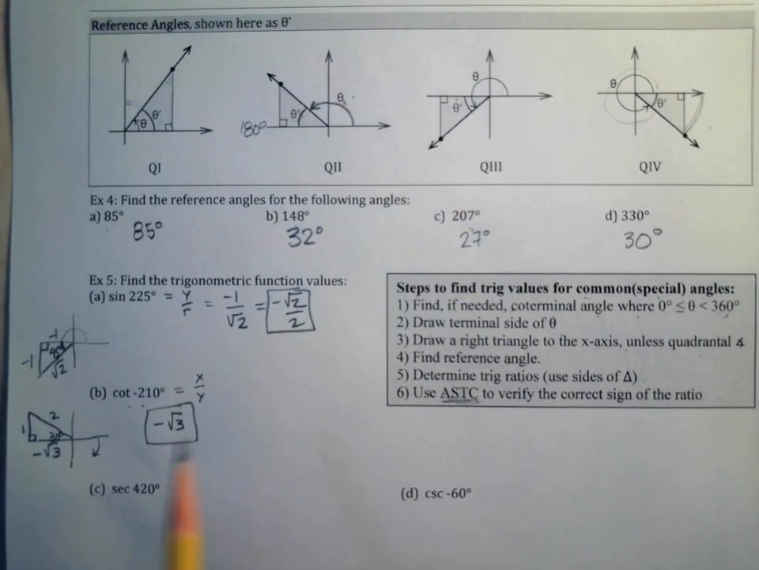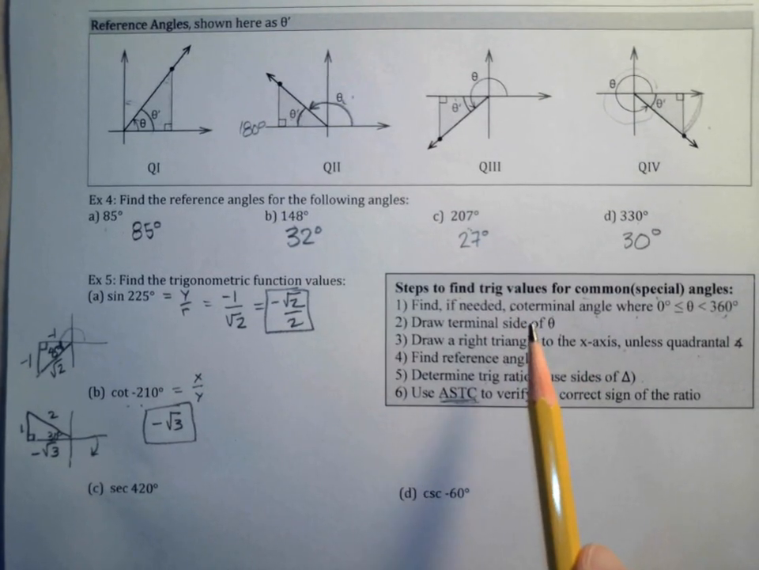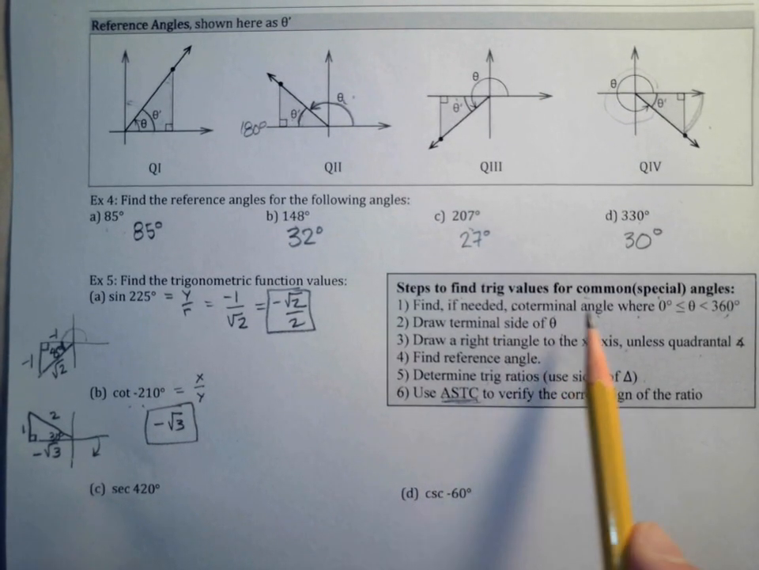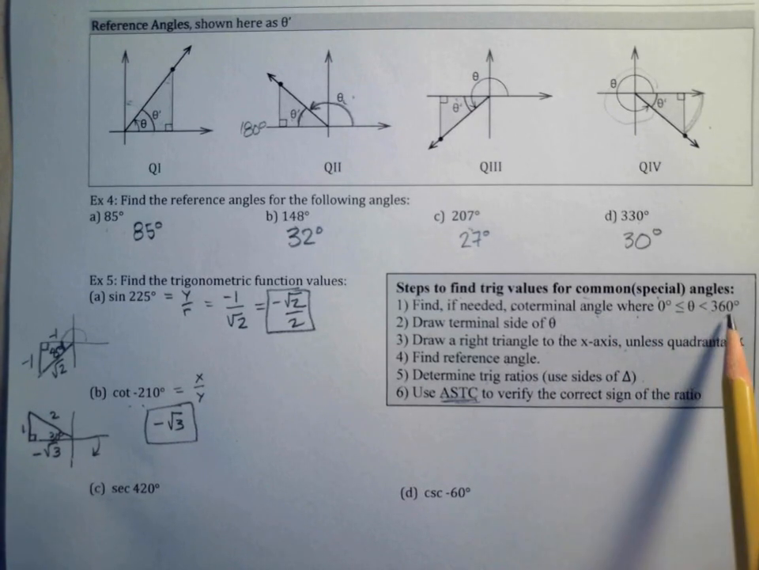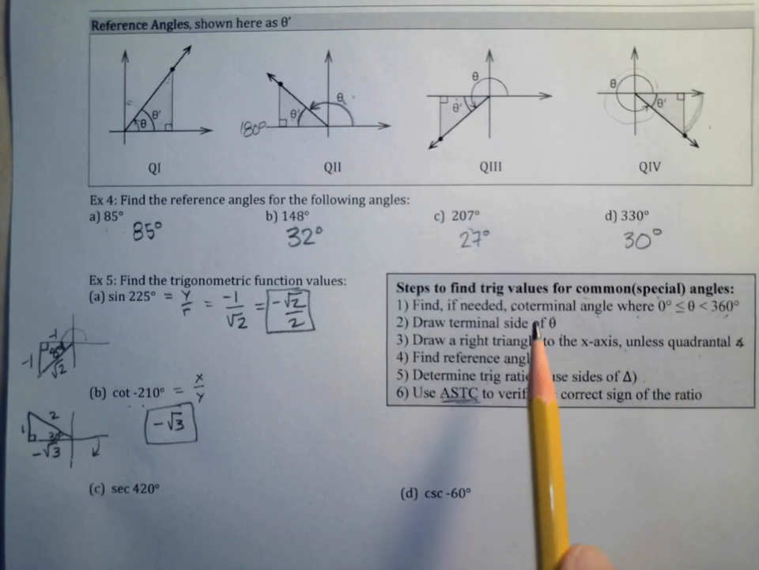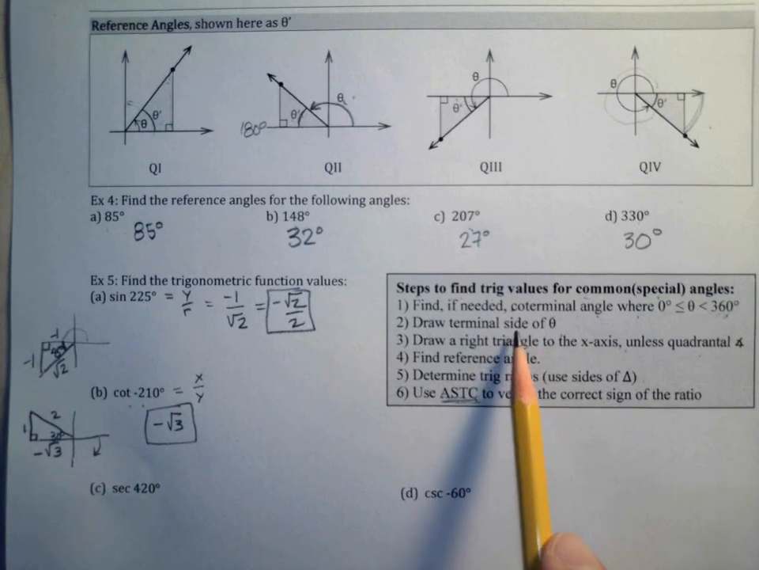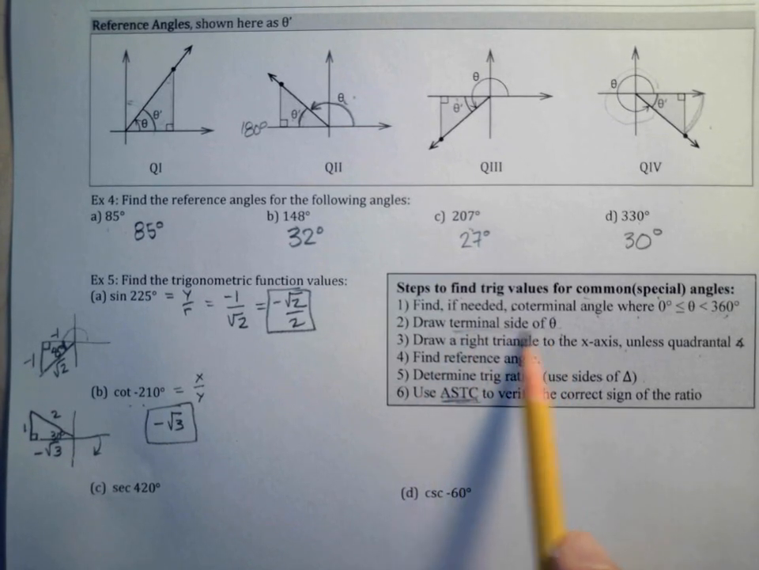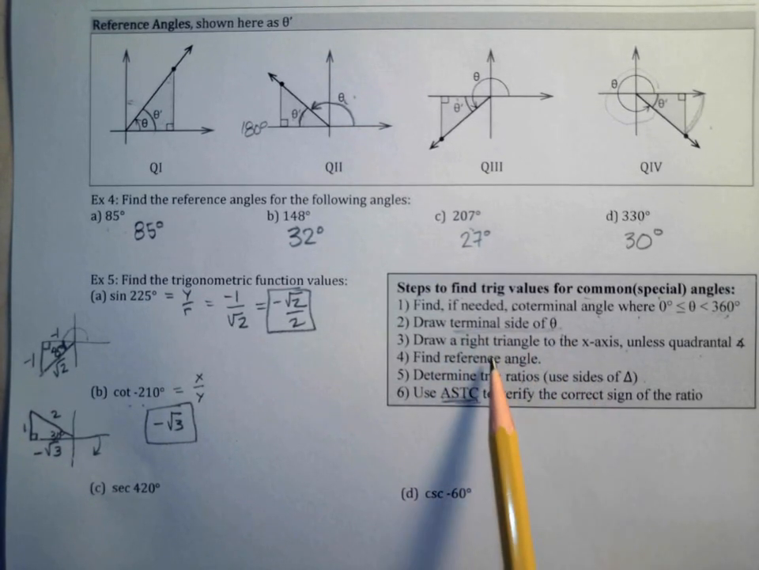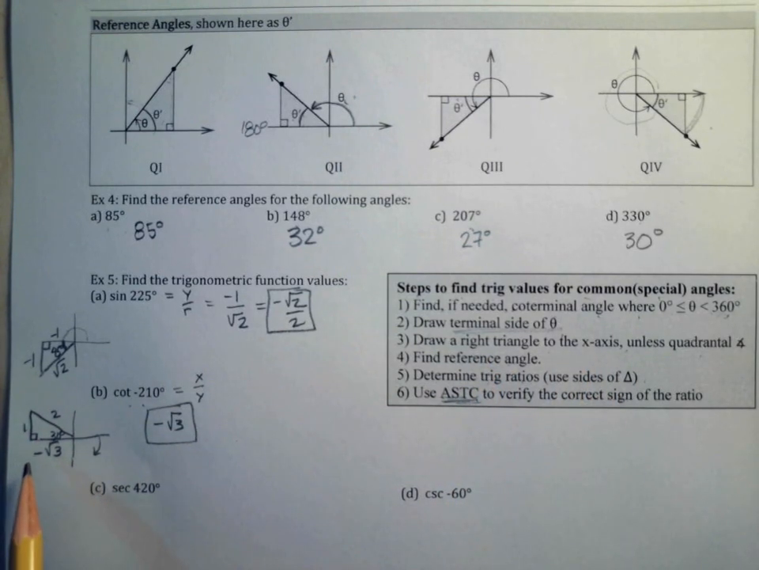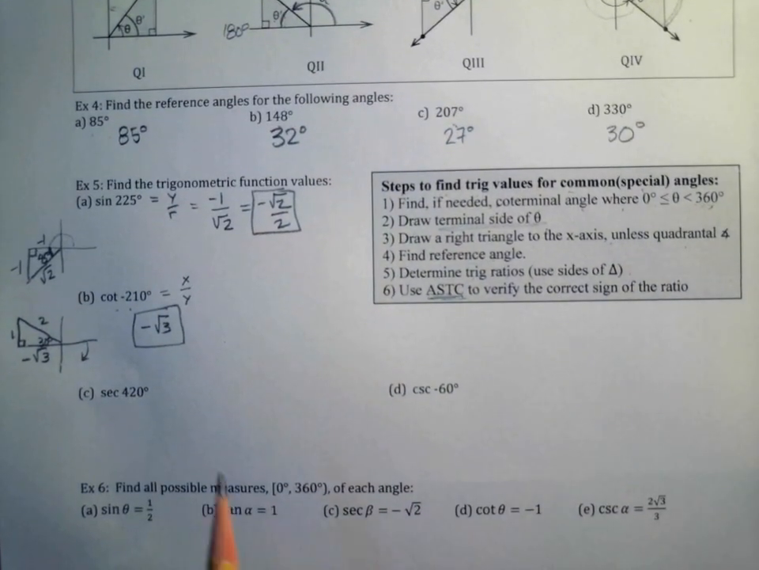Okay, so we've got to figure out, if we need to, make the angle smaller so that it's a coterminal angle between 0 and 360. Then figure out which quadrant it's in by drawing your terminal side. Create a right triangle by drawing the triangle down to the x-axis. Figure out what the reference angle would have to be. Label the sides of the triangle. And then find what the trig ratio is.